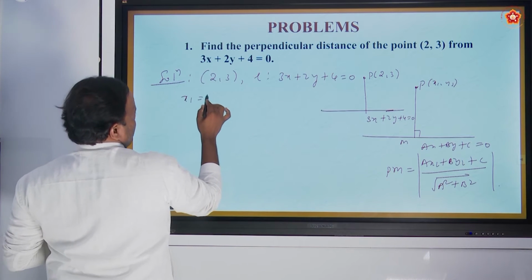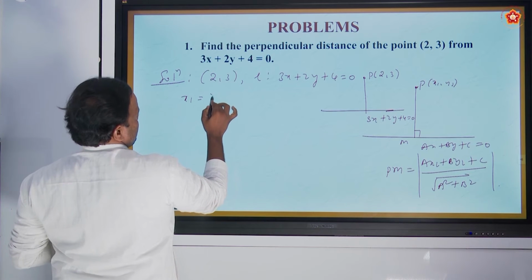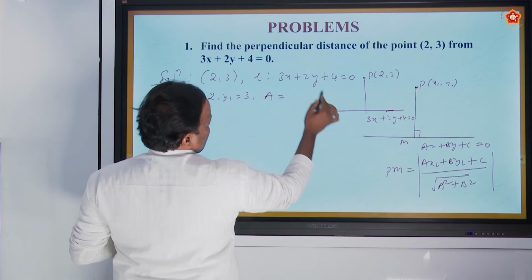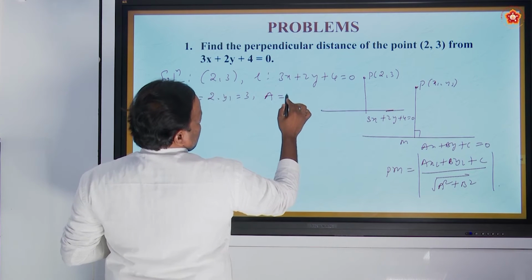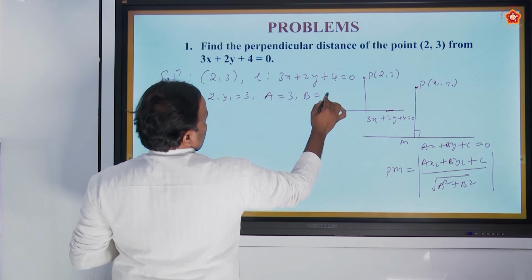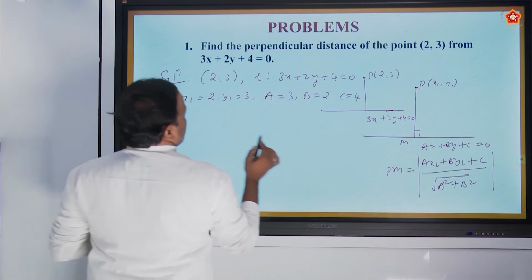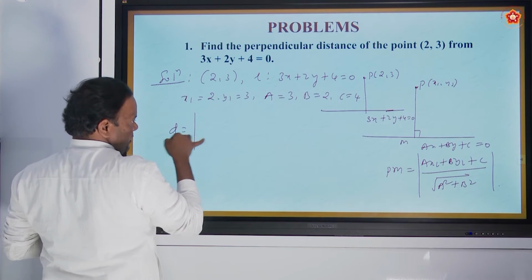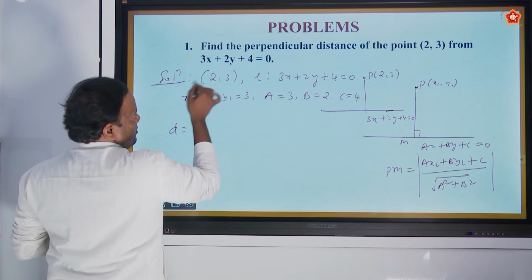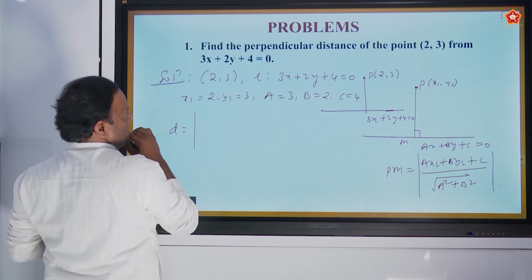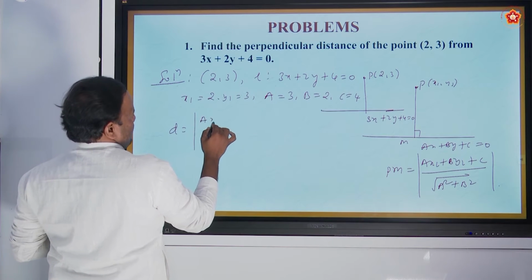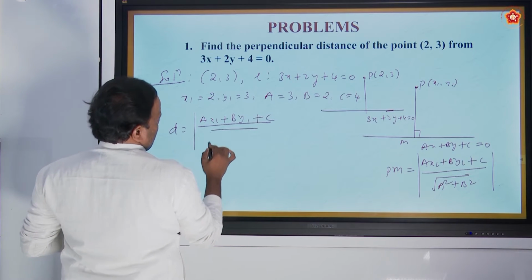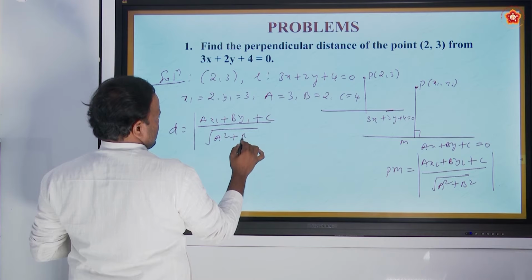Here you have to compare: x1 is nothing but 2, y1 is nothing but 3. Compare this line equation with ax plus by plus c equal to 0: a equal to 3, b equal to 2 and c equal to 4. So what is the formula? D is nothing but the distance between point and line. Mention D here. No need to take PM because I have not given any P and M there. Use the formula: magnitude of ax1 plus by1 plus c divided by root of a square plus b square.